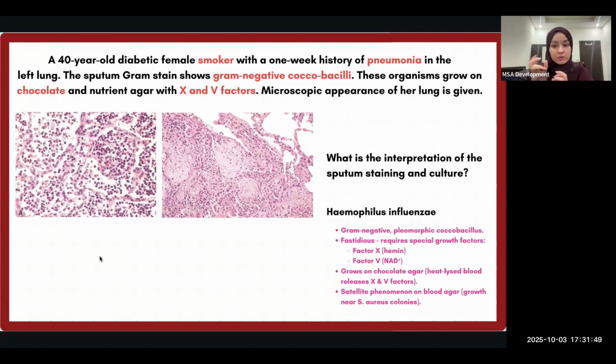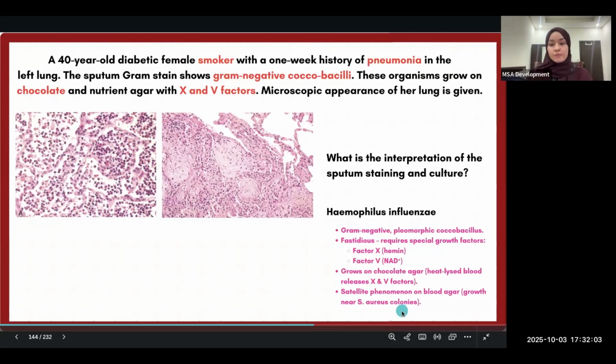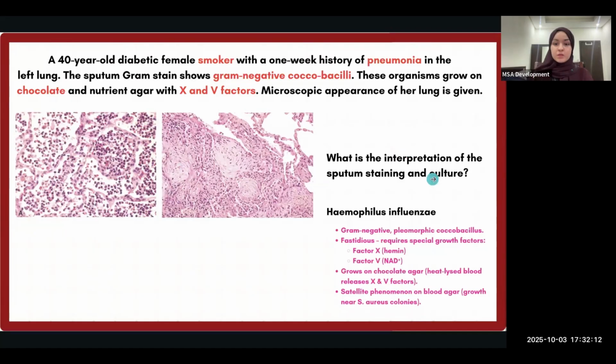They grow on chocolate agar, and this is where you see the satellite phenomenon, which is basically Staph aureus. It provides hemin, or factor 10. So when you grow Haemophilus influenzae on blood agar with Staph aureus, it's able to grow because Staph aureus provides hemin. These are not from your lecture, but they're all based on the findings in the CPC case.